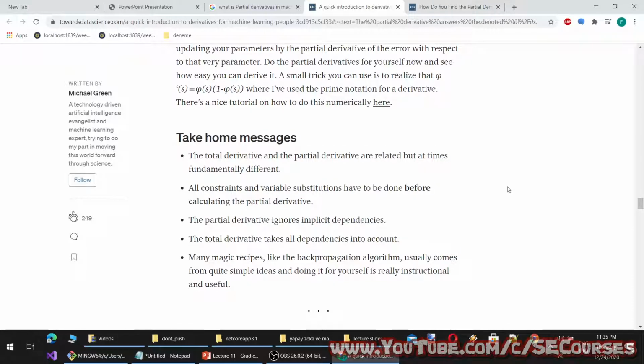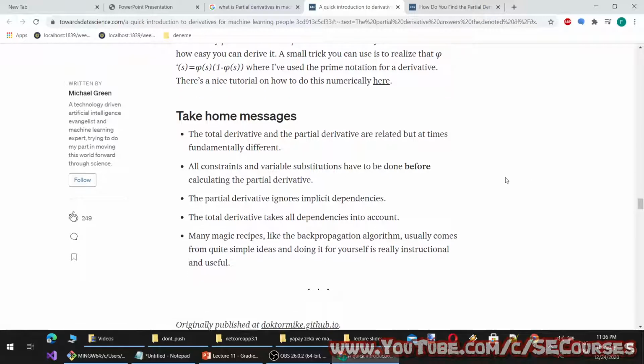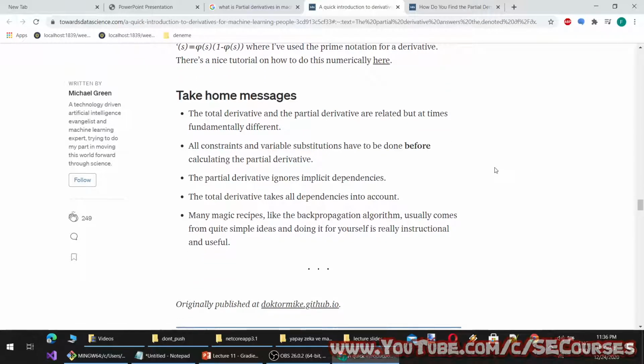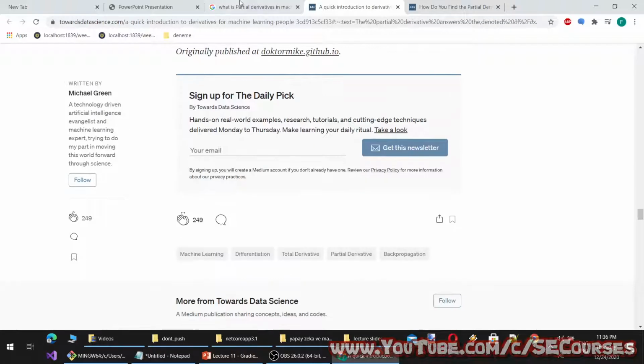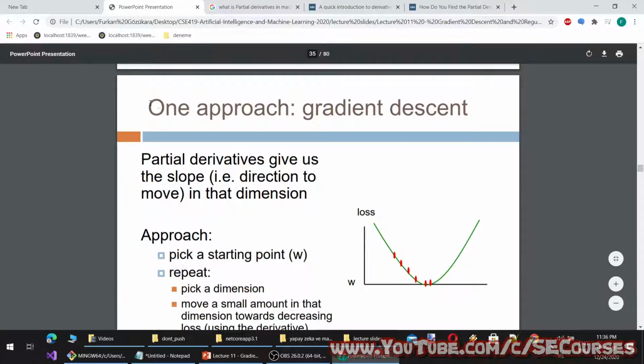Take-home messages: the total derivative and the partial derivative are related, but at times fundamentally different. All constraints and variable substitutions have to be done before calculating the partial derivative. The partial derivative ignores implicit dependencies. The total derivative takes all dependencies into account. Many magic recipes, like the backpropagation algorithm, usually come from quite simple ideas, and doing it for yourself is really instructional and useful. Okay, let's continue.